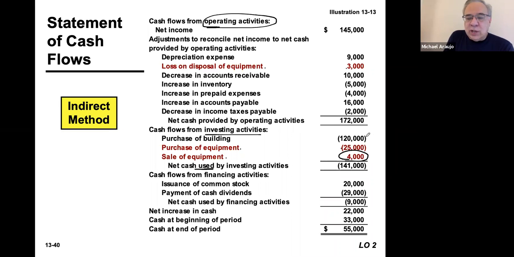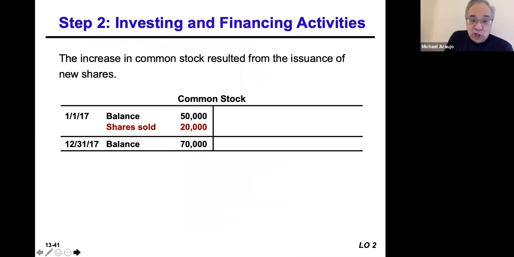So they used 120, they used 25, and they got 4. The difference is a use of 141,000 for investing activities. Boom. So your operating activities, done. Investing activities, done. Let's take a look at our financing activities, and we will be done.